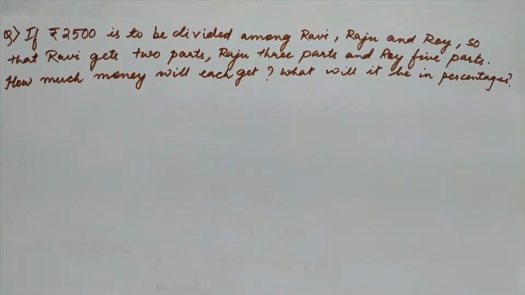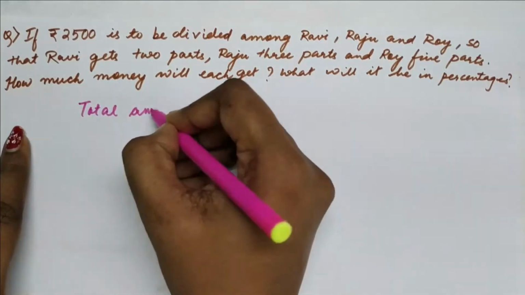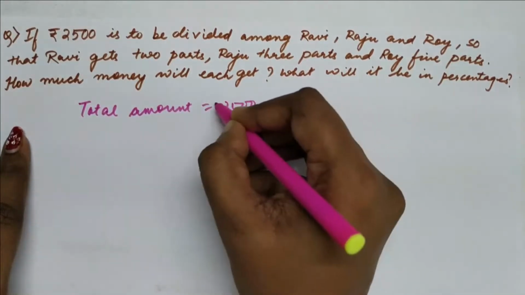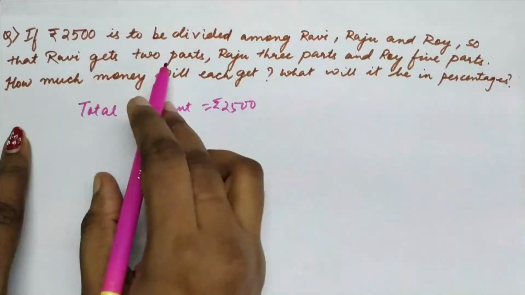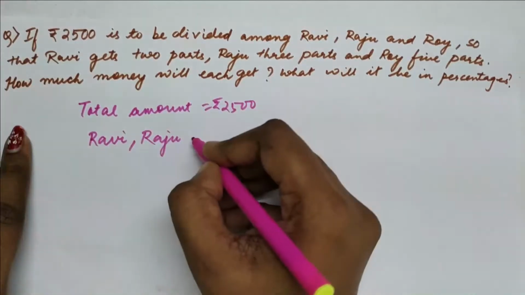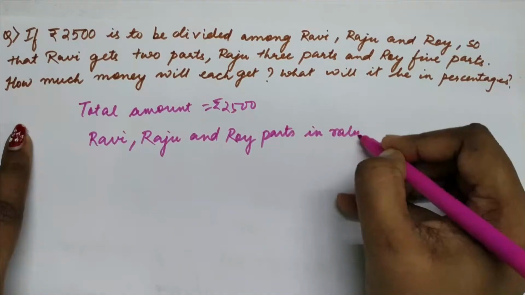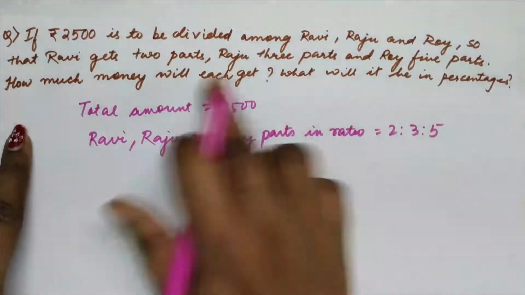Moving to the last question. Now if 2500 rupees is to be divided among Ravi, Raju and Roy, so that Ravi gets 2 parts, Raju gets 3 parts and Roy 5 parts, how much money will each get and what will it be in percentages? So let us write the details which are provided. Total amount we are having is 2500 rupees. Now Ravi, Raju and Roy have 2, 3 and 5 parts. So let us write it as a ratio. Ravi, Raju and Roy's parts in ratio is how much, children? It is 2:3:5, because that's in the question.